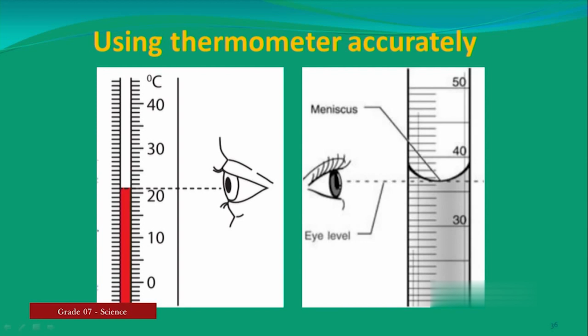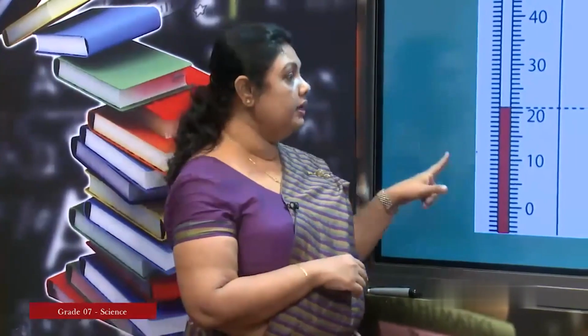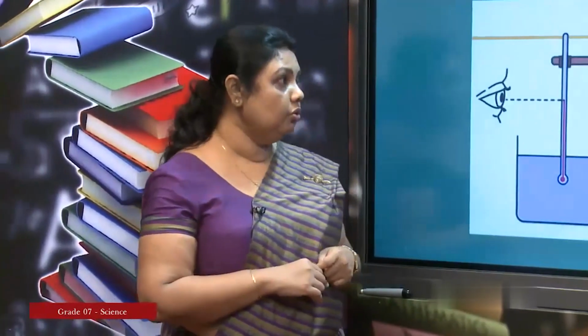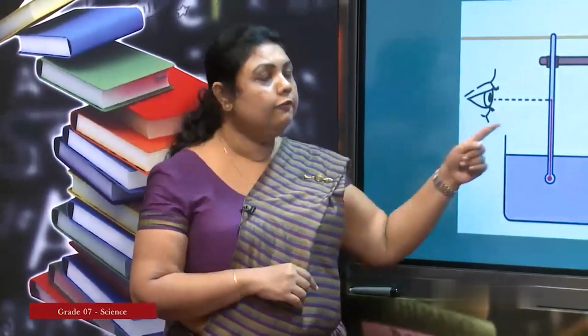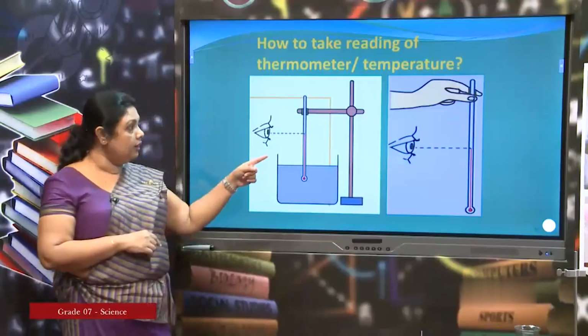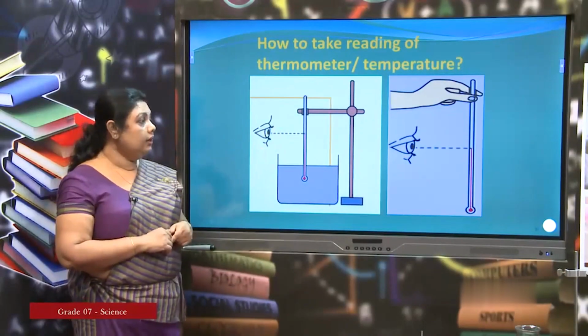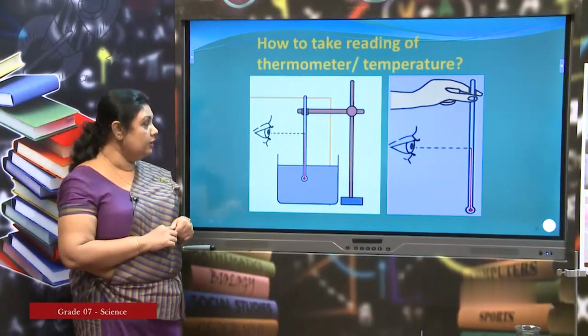So, same as that, you have to take your eye level to the level where the liquid has stopped. It can be mercury, it can be alcohol, where it has stopped, you have to take it to your level. So, these are the different ways, children, that you can find out how to measure temperature in different ways.